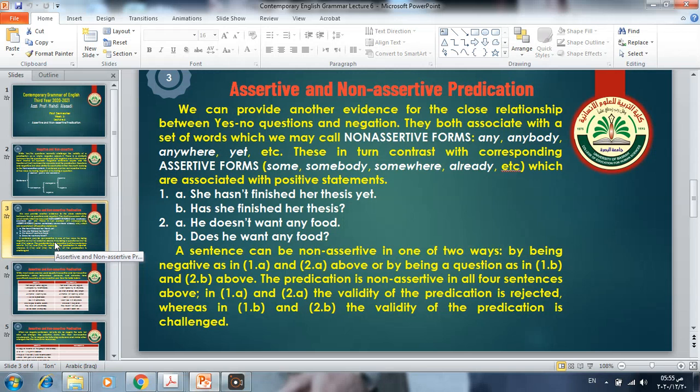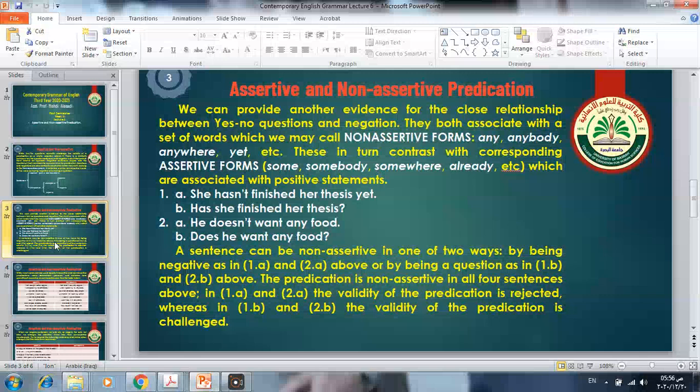We can provide another piece of evidence for the close relationship between yes/no questions and negation. They both associate with a set of words which we may call non-assertive forms, like the any series: anyone, anybody, any, anywhere, and other words like yet, much, and the like. These non-assertive forms in turn contrast with corresponding assertive forms, the some series: some, somebody, somewhere, someone, something, and other words like already, to some extent, a lot of, which are associated with positive statements.